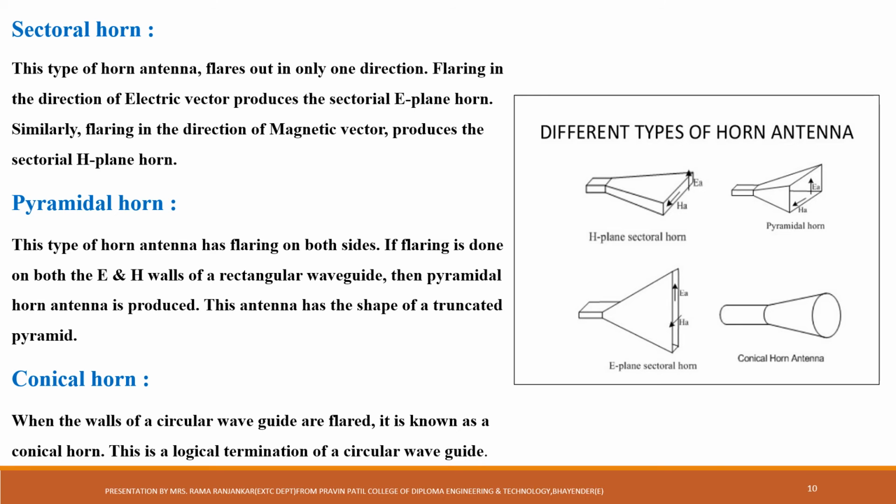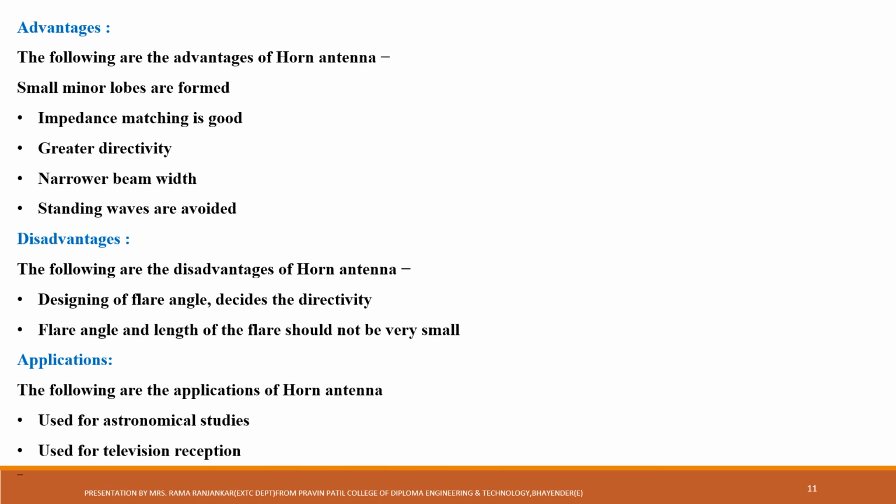The picture shown here is of the different horn antennas. Now the advantages of the horn antenna. The impedance matching is good, directivity is good, the beam width is narrow, and standing waves are avoided. The disadvantage is in the design of the flare angle, which decides the directivity, and the flare angle and length of the flare should not be very small. Applications: it is generally used in astronomical studies and for television reception.